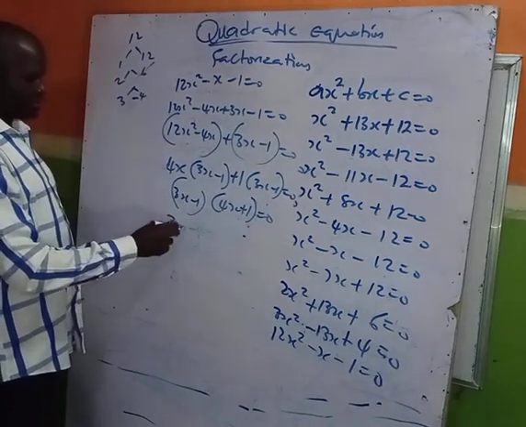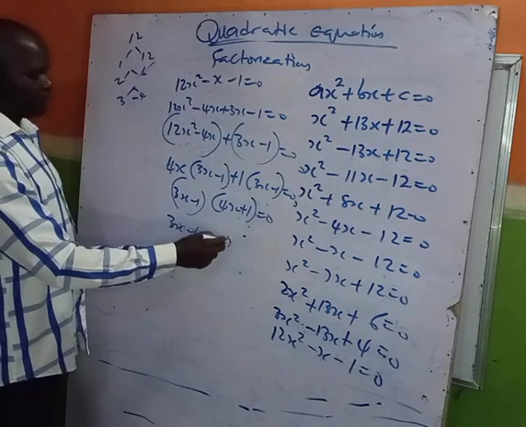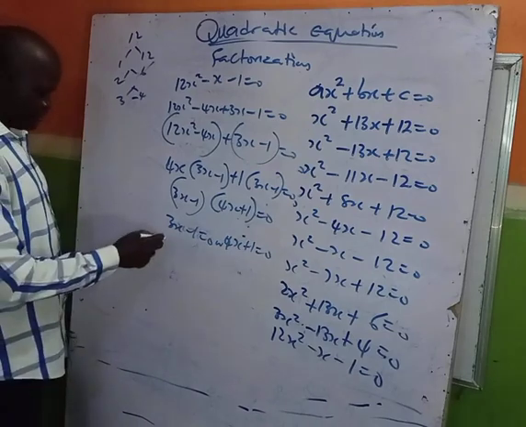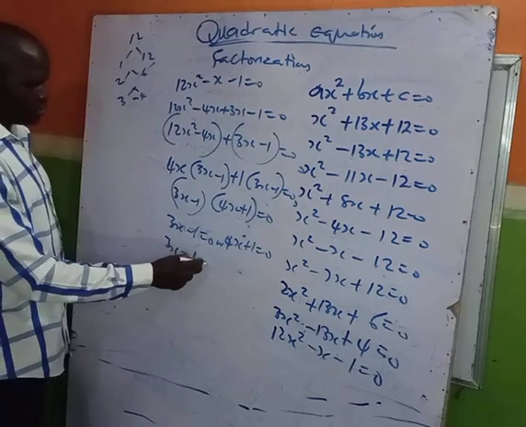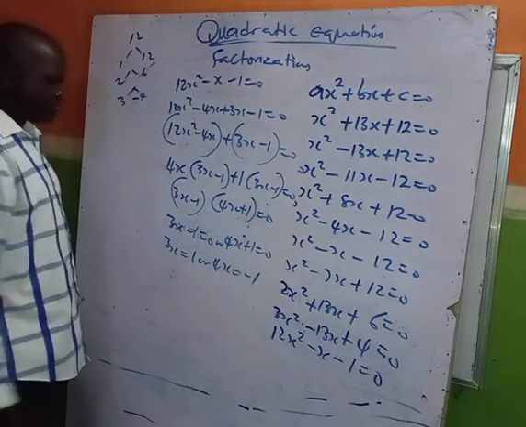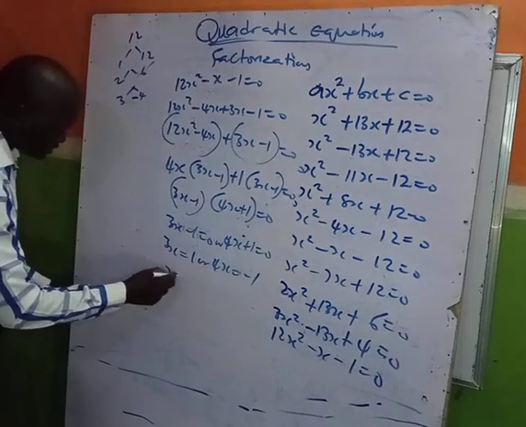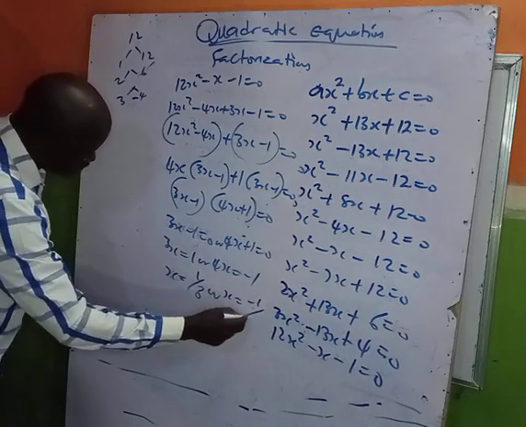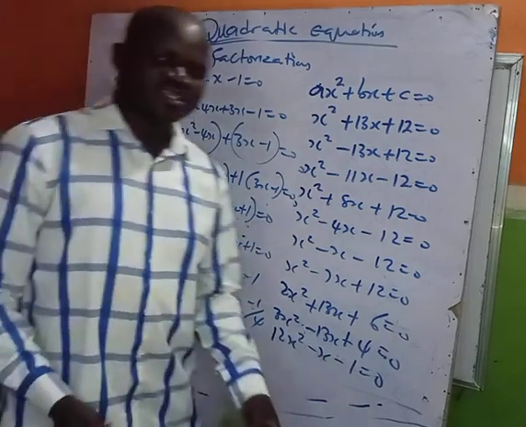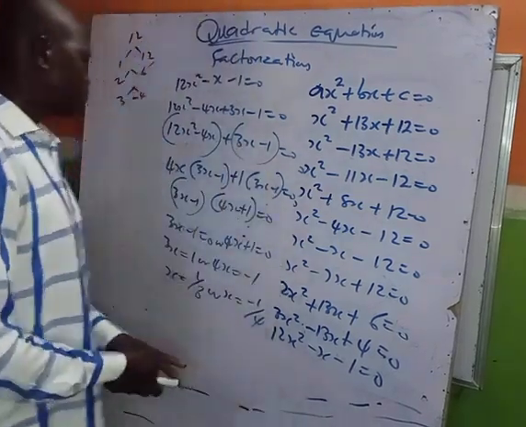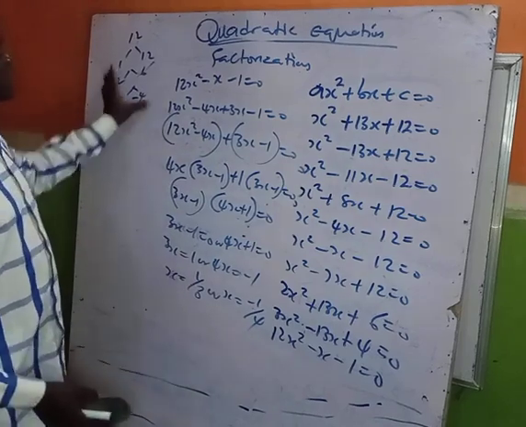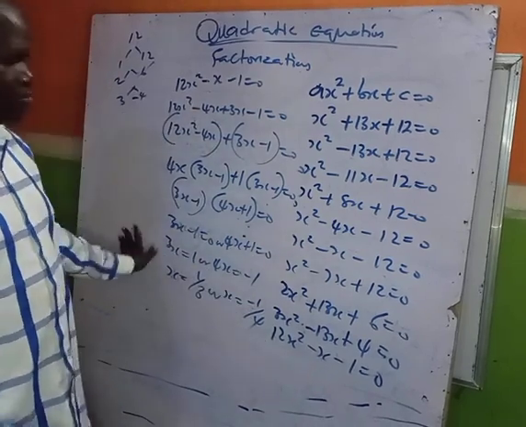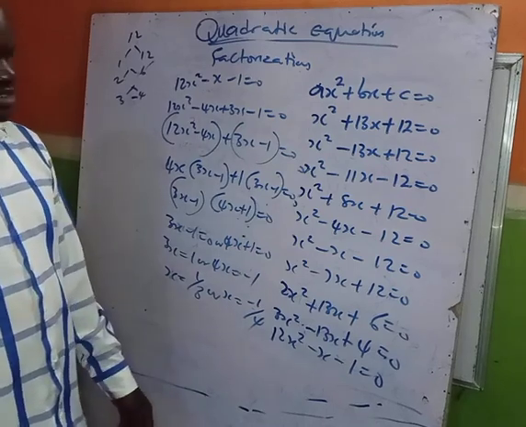So what you have here is this equal to 0 or 4x plus 1 equal to 0. So you will have 3x equal to 1 or 4x equal to minus 1. So your x equals 1 over 3 or x equals minus 1 over 4. So that's how to factorize. It's still the same factor that was used to build the equations, the same factor used to resolve it. So that's how it is.